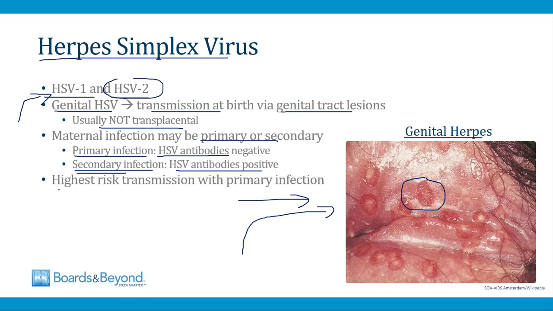And you should know that the highest risk of transmission to the baby is if the mother develops primary infection during pregnancy. That's because in the setting of primary infection, there is a low level of antibodies present to help protect against transmission of the virus to the baby.